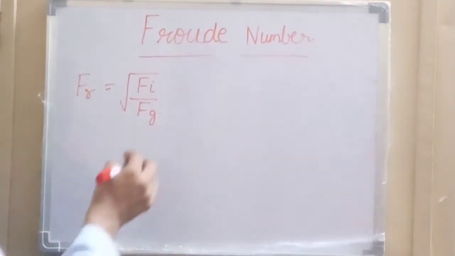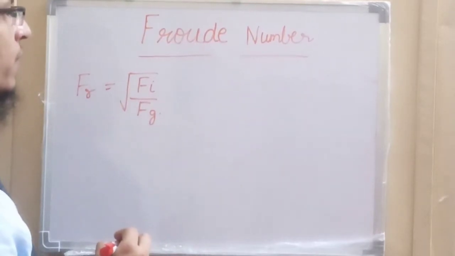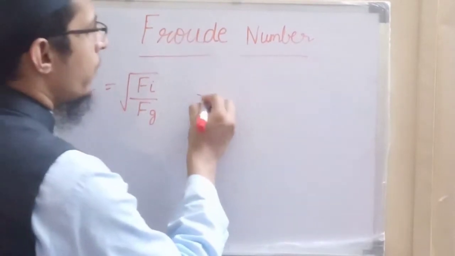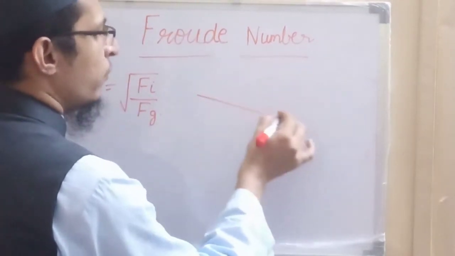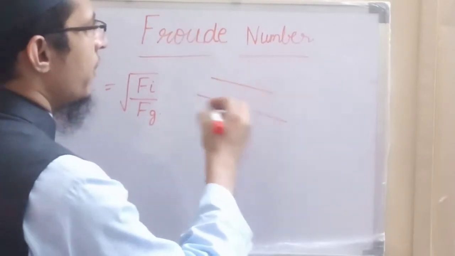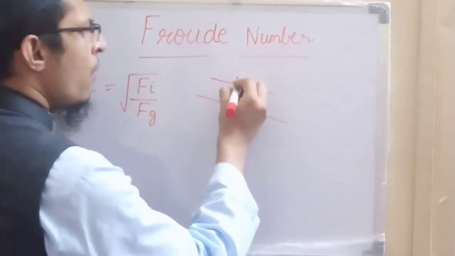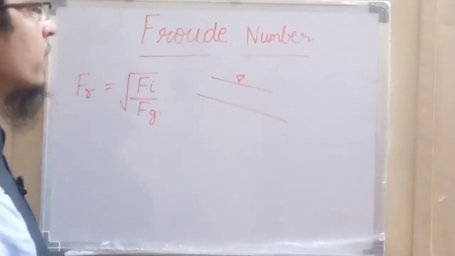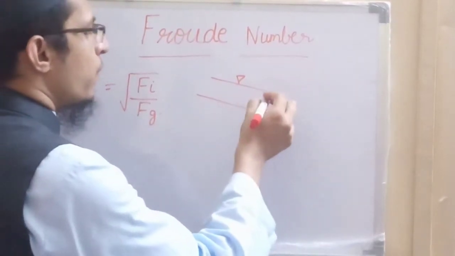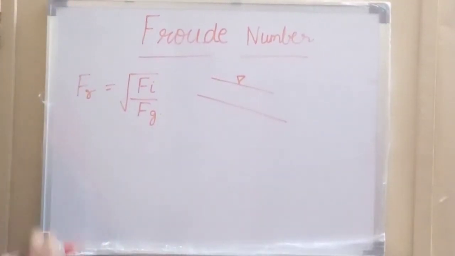So Froude number will be used where the gravitational force plays a major role. For example, in case of open channel flow or free surface flow, where the flow takes place as per the slope or as per the gravity, the gravitational force is responsible for this flow. Or anywhere where open surface exists, that is the surface of the liquid or fluid is in direct contact with the atmosphere. In such cases we will use the Froude number.